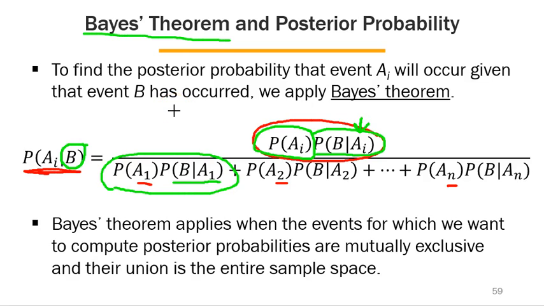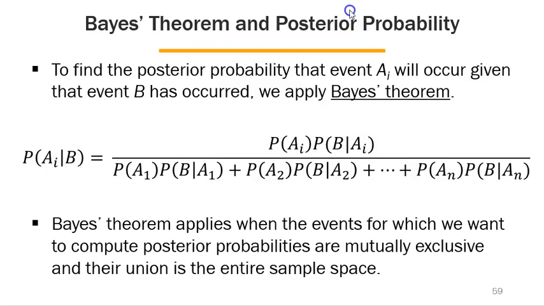So Bayes' theorem applies when the events for which we want to compute posterior probabilities, so that's the A sub i, are mutually exclusive. So A sub 1, A sub 2, A sub 3, for example, are mutually exclusive, and their union is the entire sample space. So one of them is going to occur. All right.